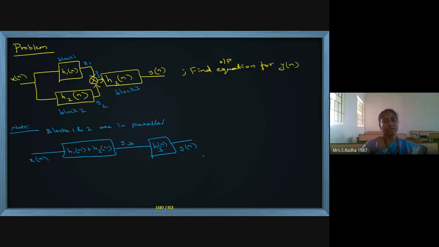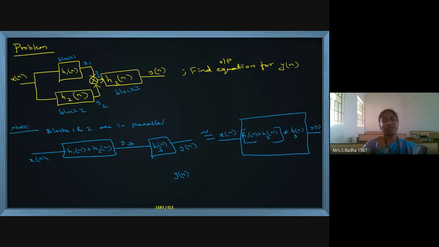Now how to write the equation for y of n? y of n is exactly equivalent to a single block, where overall input is x of n and overall output is y of n. And here what we can do, h1 of n plus h2 of n, and then you can just take the convolution with h3 of n.